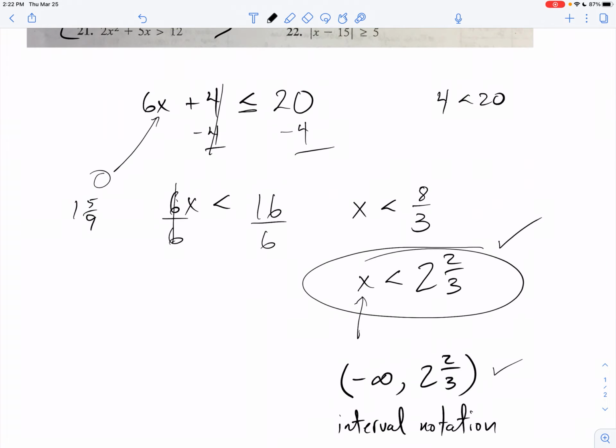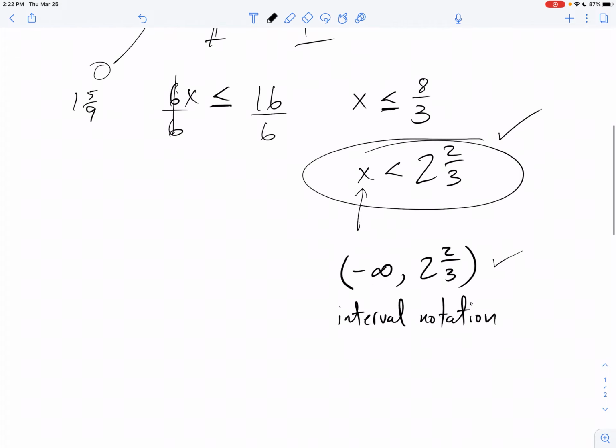Let's kill two birds with one stone, though. What if this said less than or equal to? Well, then all of my work would have said less than or equal to. And the only difference would have been down here, instead of a parenthesis, I would have put a bracket to indicate that it's included also as part of my solutions.